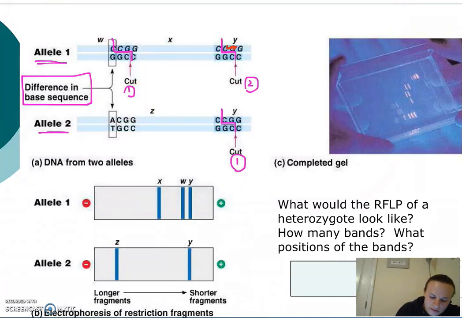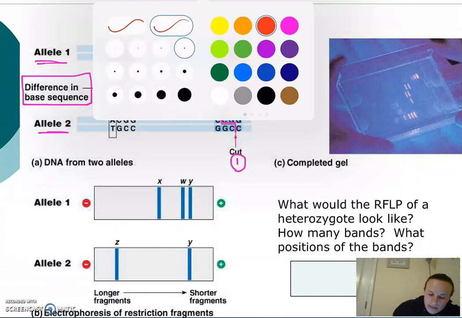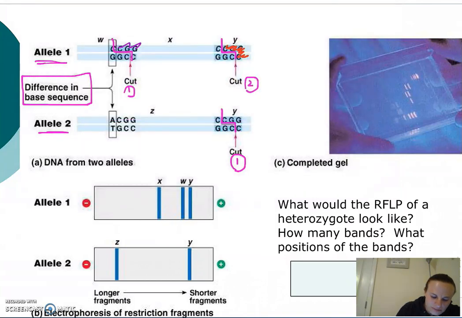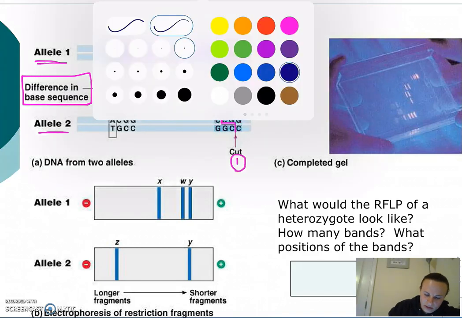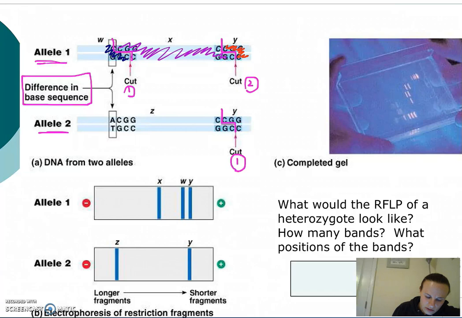So here's my first fragment, fragment Y. Here's my second fragment, fragment X. And then here's my third fragment, fragment W. Now, our second allele also has fragment Y, but it has this larger fragment, fragment Z. So if I have 1 cut, I make 2 fragments. If I have 2 cuts, I get 3 fragments. If I have 3 cuts, I make 4 fragments, and so on and so forth. You guys see the pattern.